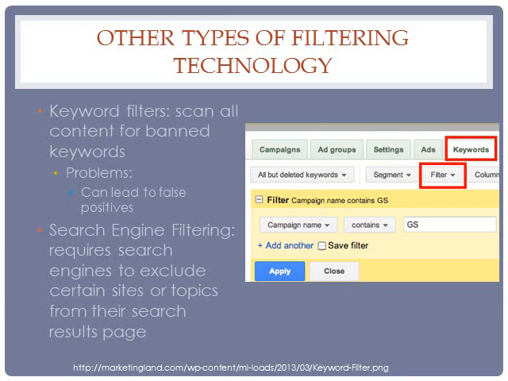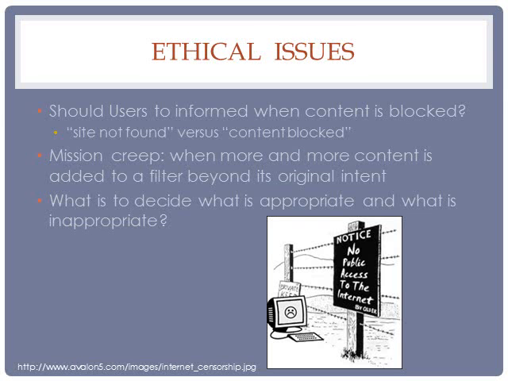Other types of filtering technology include keyword filters, which scan all content for banned keywords. A problem is that this can lead to false positives. There is also search engine filtering, which requires search engines to exclude certain topics or sites from their search results page.